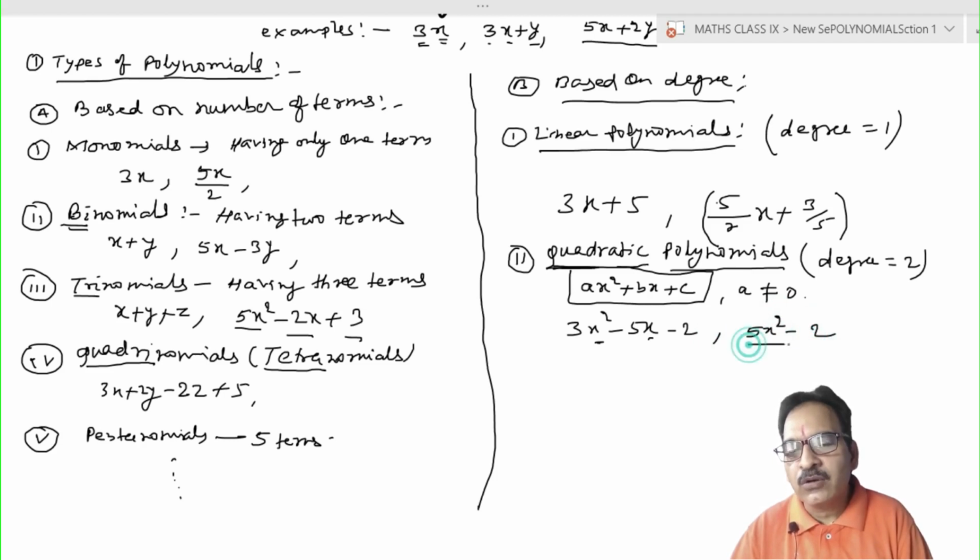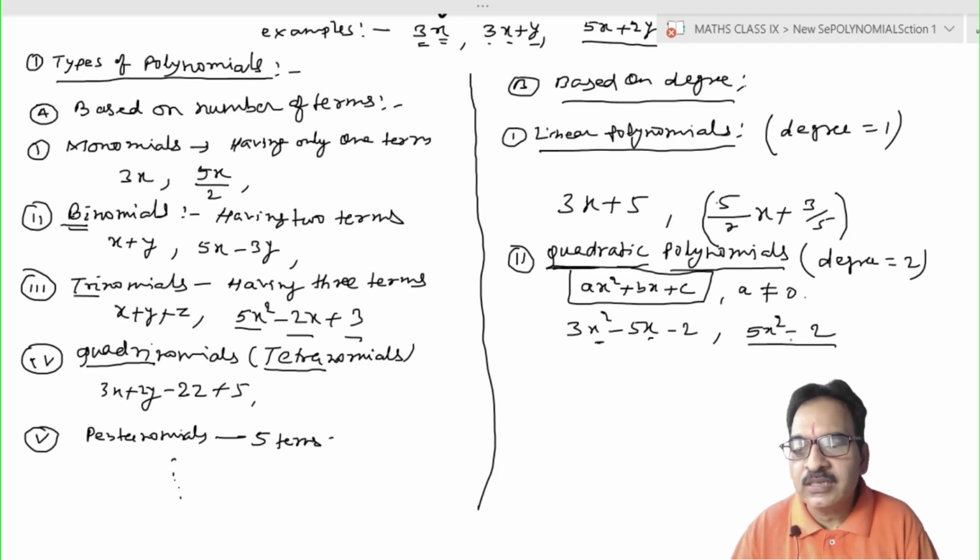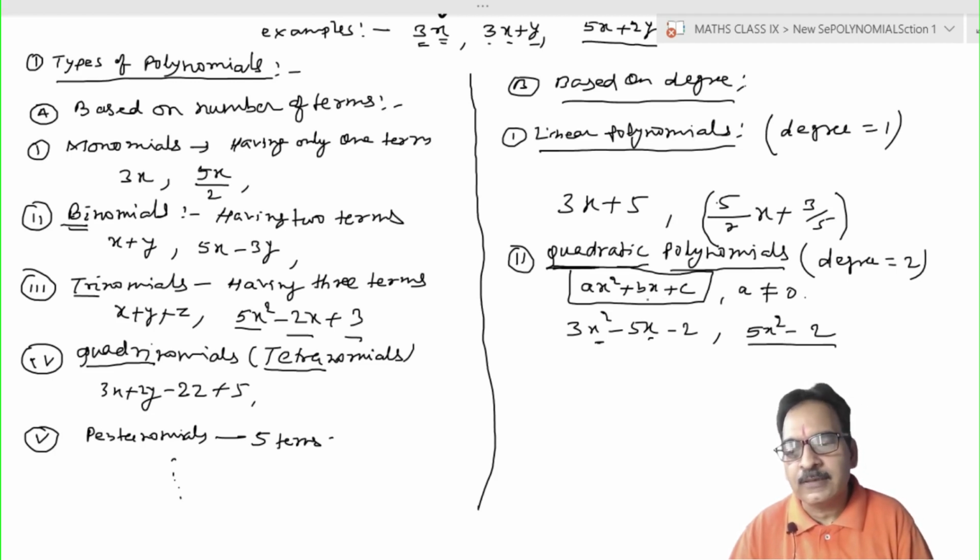So this also is a quadratic polynomial. Reason: here the variable is x, power is 2. If we compare with this, we will find the value of a is 5, the value of c is minus 2, and the value of b is missing because the x term is not here. So the constant value b is not here.